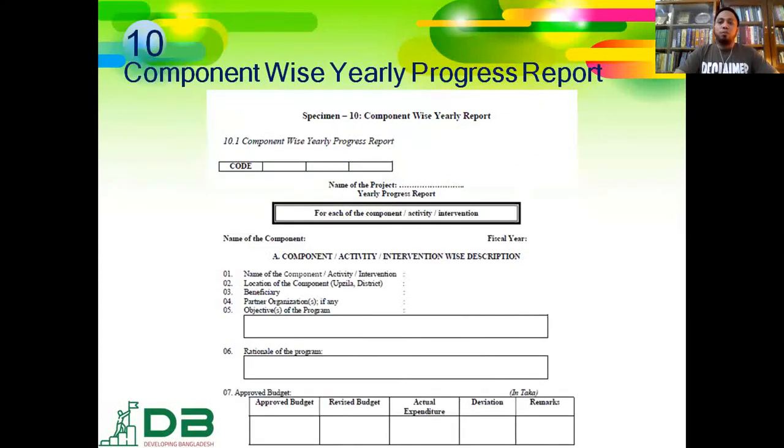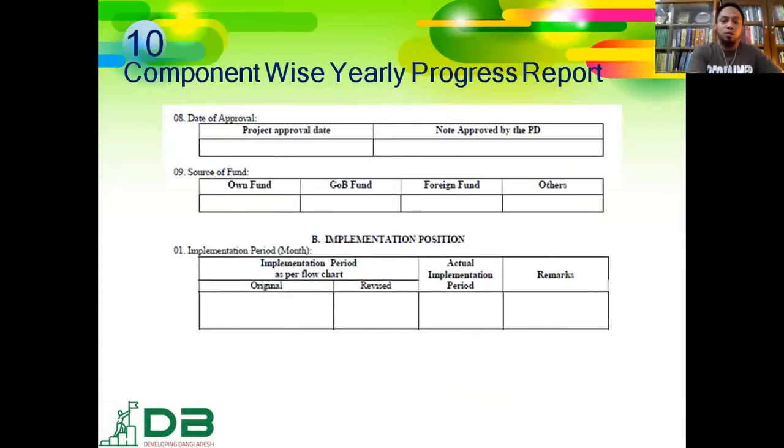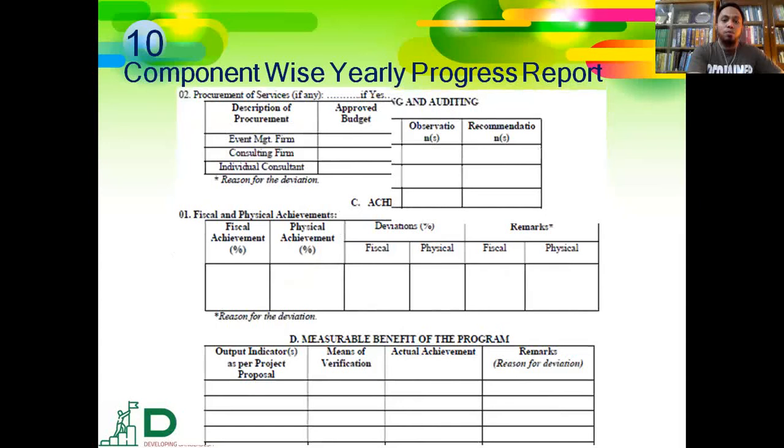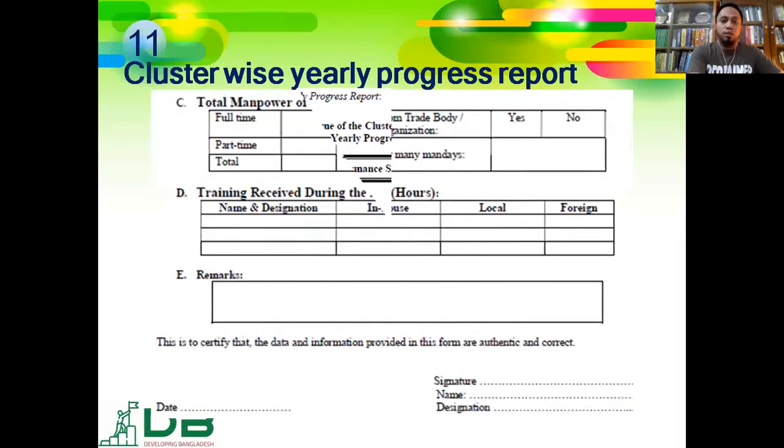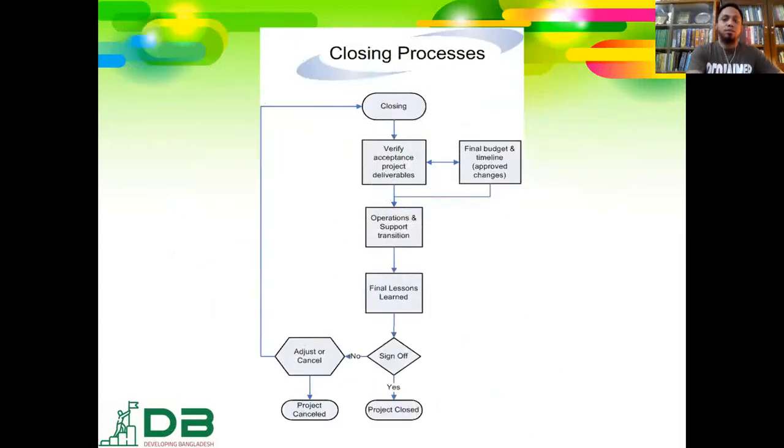Then we have the yearly progress report. If the project is for multiple years, then we may require a yearly progress report or a half-yearly progress report. So here on the screen, you can see a yearly progress report, component-wise as well as time frame-wise progress report evaluation. Then, after implementing the project, we can come to the closure process.